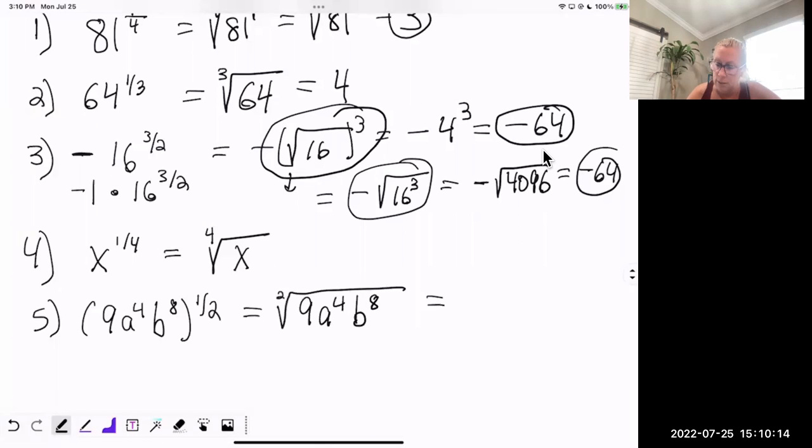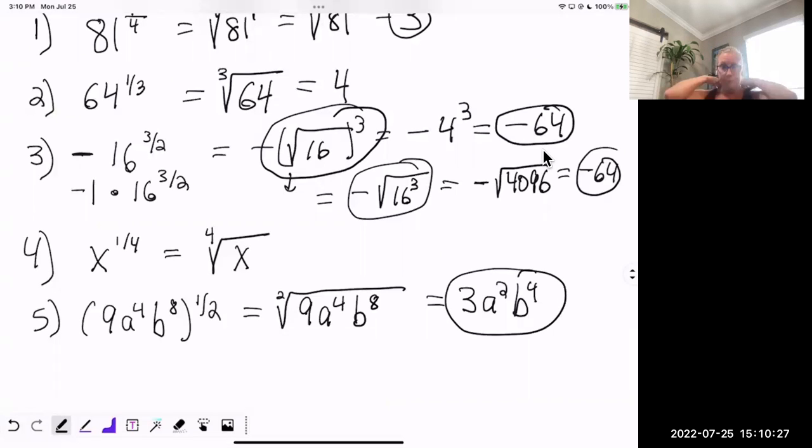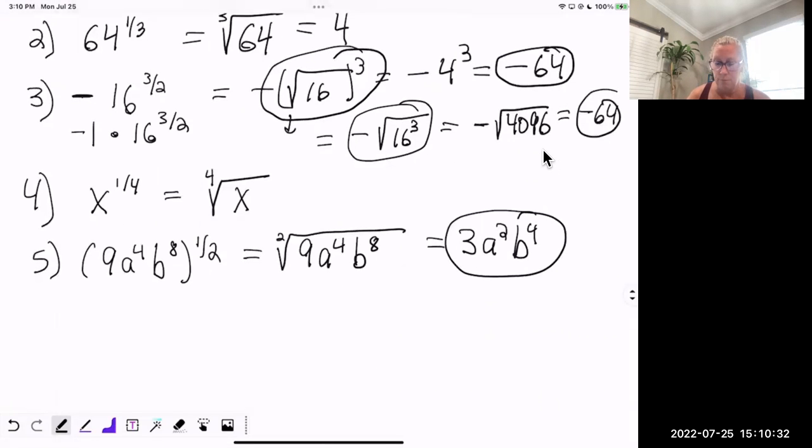The square root of 9 is 3. How many 2's are in 4? 2. They're all evens. How many 2's are in 8? 4. Answer. So I don't leave it in 1/2. I rewrite it as a square root or root. Hey, questions before I go on? Anything?